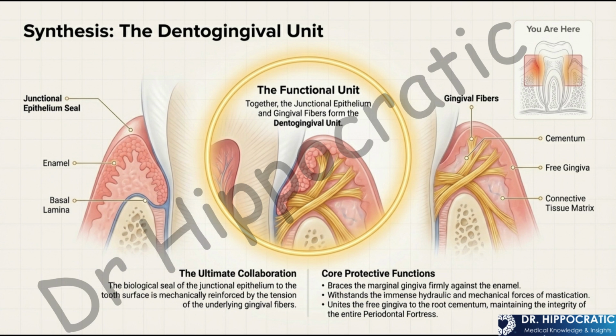You have the leaky defensive drawbridge of the junctional epithelium pressed up against the tooth, but it's mechanically reinforced and held tight by the massive tension of those gingival fibers we just discussed. Exactly. Together, they achieve the core protective functions of the fortress. They brace the marginal gingiva firmly against the enamel. They withstand the immense hydraulic and mechanical forces of mastication, chewing. And they firmly unite the free tissue to the root cementum to maintain the entire periodontal fortress.